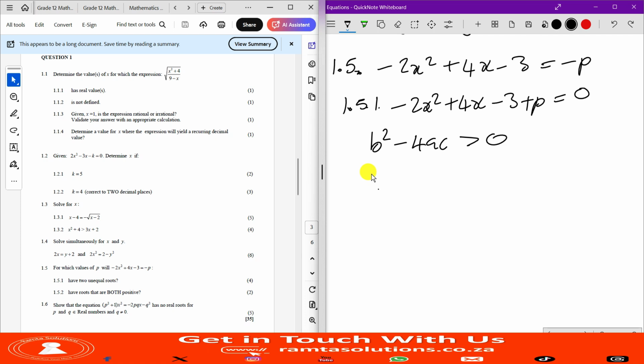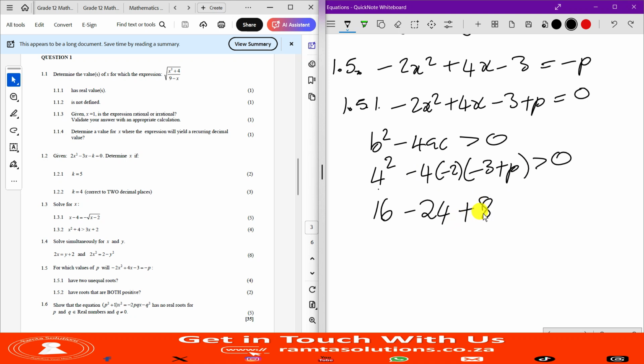Okay, what is the value of b? It is 4. What is the value of a? It is negative 2. What is the value of c? It is negative 3 plus p. All of this must be greater than 0. This is 16. Negative 4 times negative 2 is positive 8. Positive 8 times negative 3 is negative 24. Negative 4 times negative 2, we said it's positive 8, times p, it will be plus 8p.